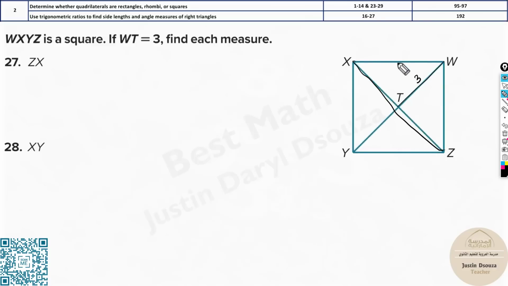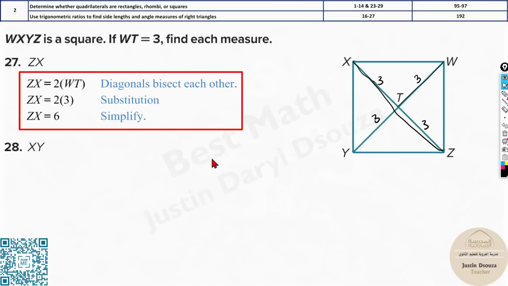Let's do this first. So here now, this is a square. If this is 3, obviously this is 3, and the diagonals are congruent to each other. These both are equal. So ZX will be 6. Why? Because one of the parts is 3, so all the sides will be equal. It's 3 and 3. ZX would be the sum of XT and ZT. So that's it. Its answer is 6.